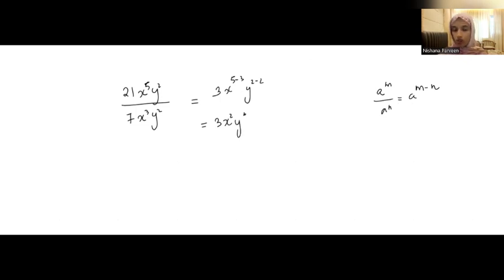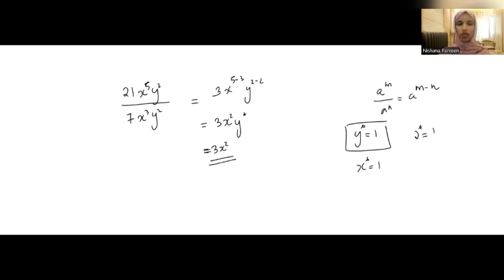So obviously, you also have to keep in mind, y raised to 0 is 1. Any variable, any number which is raised to 0 will give you 1. x raised to 0 will give you 1. 2 raised to 0 will give you 1. Any number to the power of 0 will give you 1. So this y raised to 0 is 1, so you will get 3x square. Is that clear, my students? So this is how you have to solve these. I hope it's clear for you.